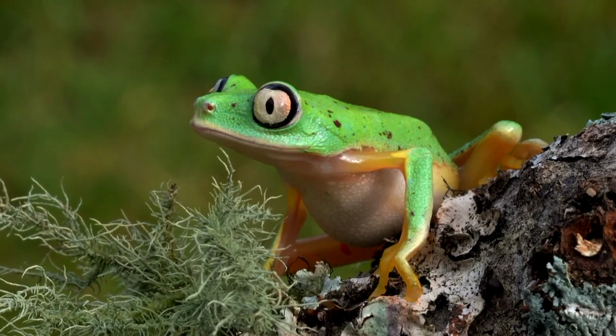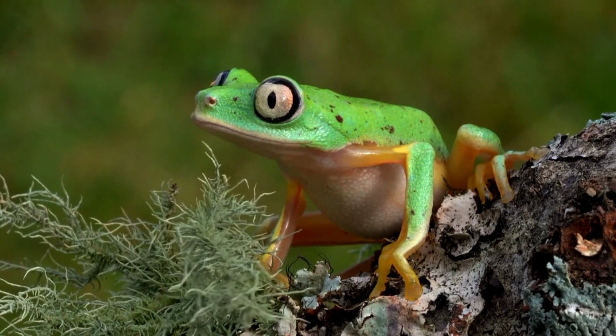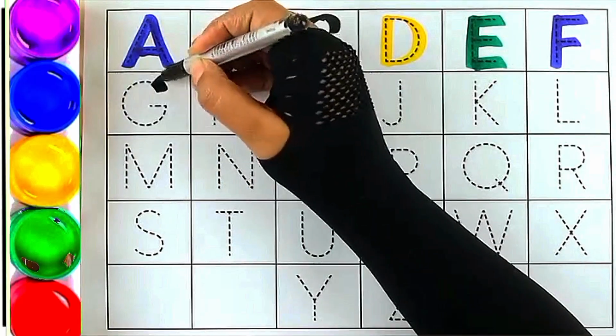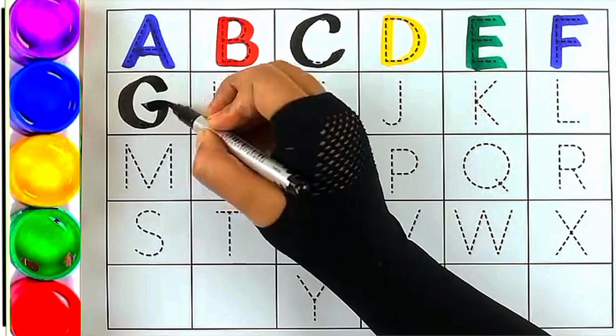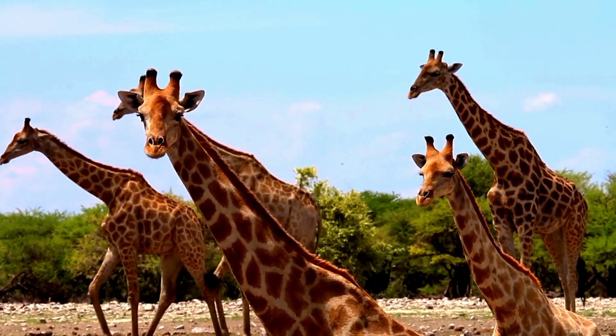F. F for frog. This is a frog. G. G for giraffe. These are giraffes.